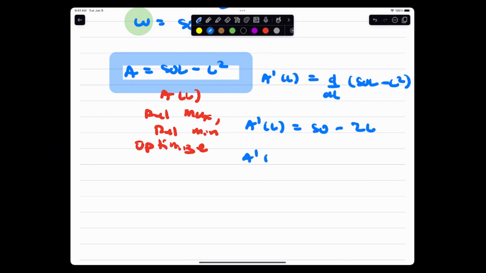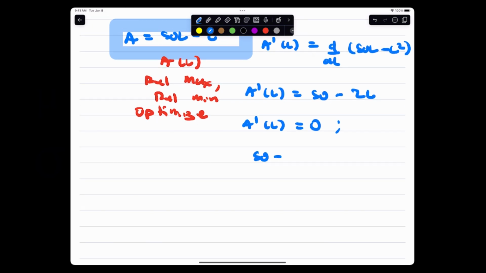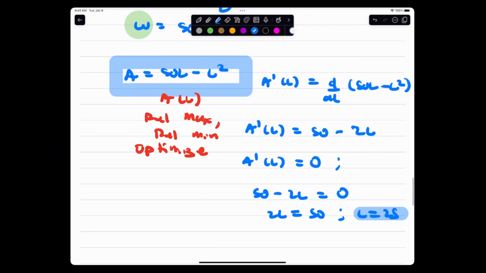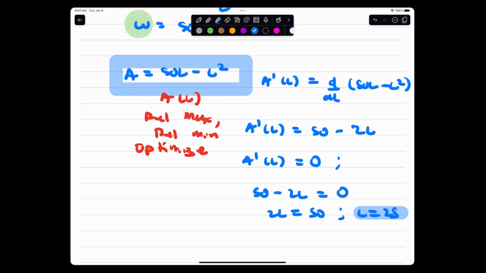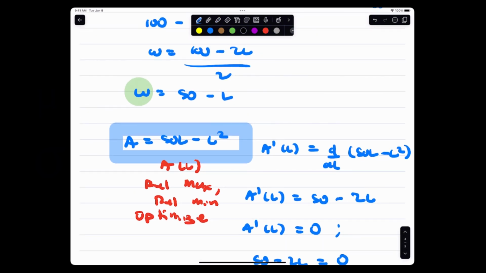So sign analysis, set that equal to 0, and your 50 minus 2L gives you what? That equals 0. That means 2L is 50, or L is what? 25. So the length of that rectangle is 25. What would the width be? Do you guys know the width? You go back in for W and plug that in, and you're now going to get for W what? 50 minus 25, and then W will be 50.